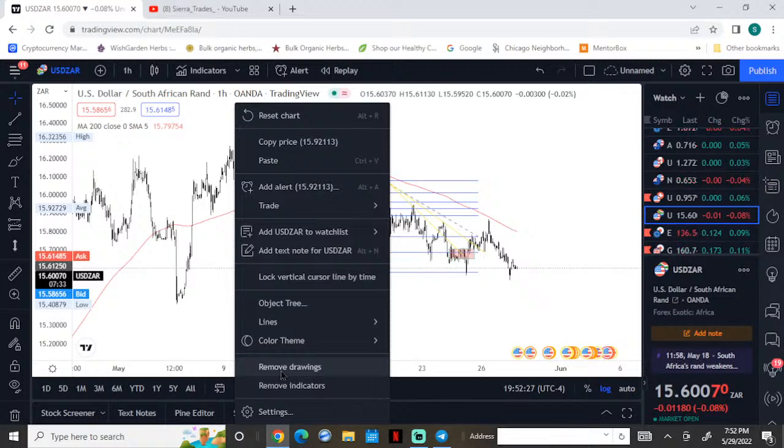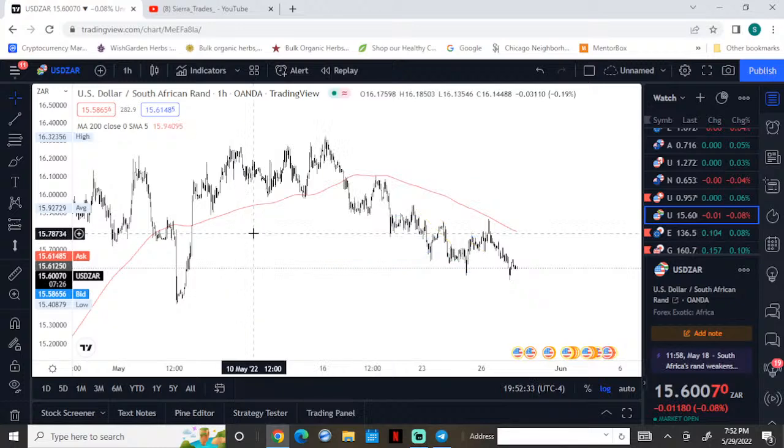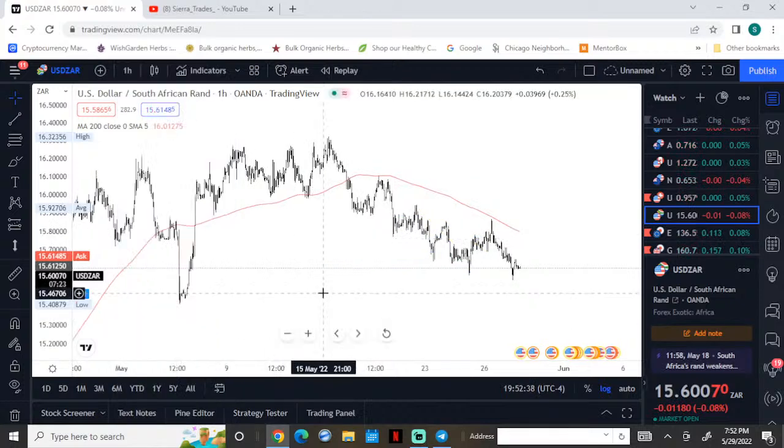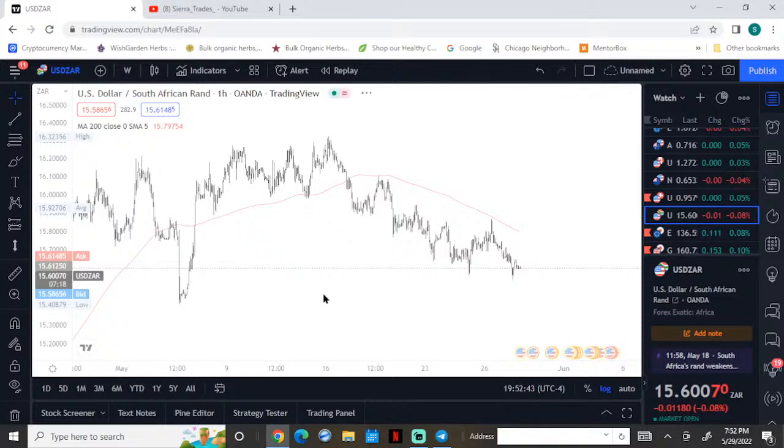Which would match up with our dollar buying. And it would keep the ZAR to drop. Come on now. Come on.